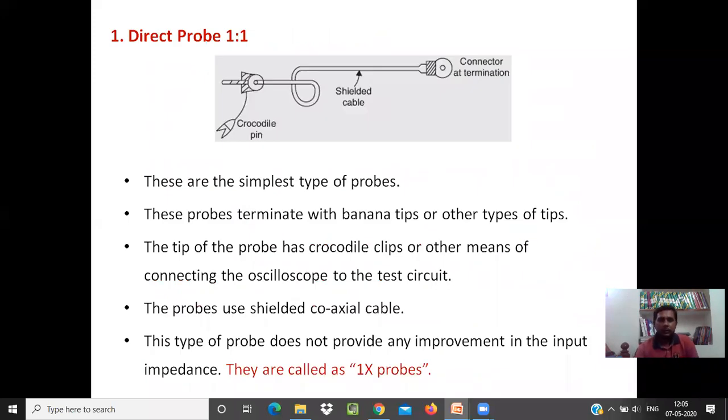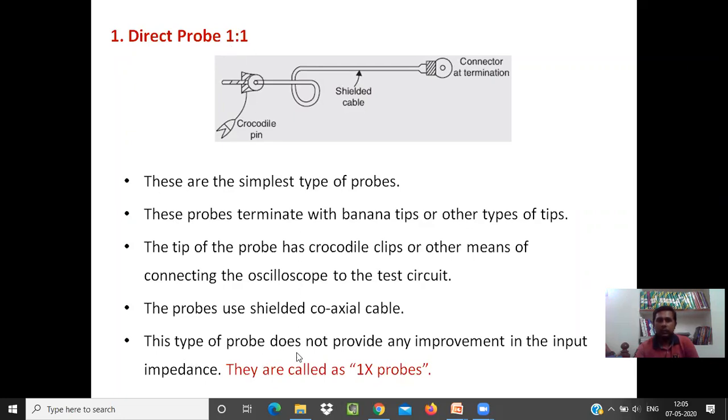So the first probe is the direct probe. We are saying that 1:1 is a ratio. This number specifies the ratio. The ratio is input impedance and output impedance, the input impedance of the cable or probe and this is the output impedance. So what is the ratio of input and output impedances of the cable? Here, when you use the direct probe, the impedance of the signal may not be changed, right?